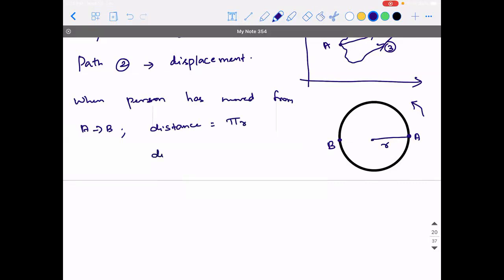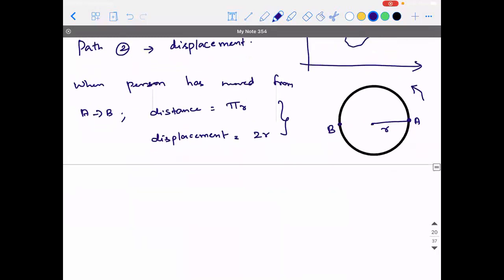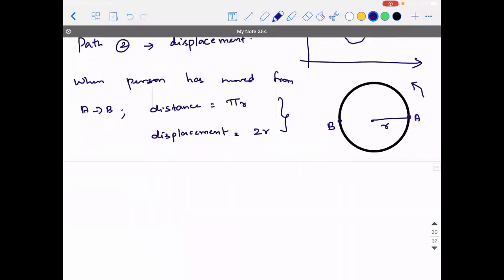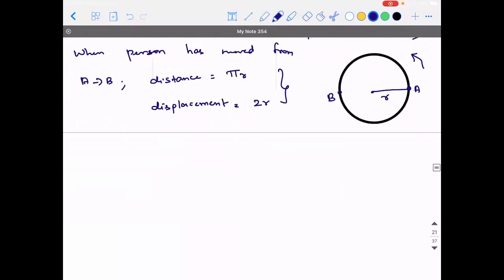But if I ask you what is the displacement, what will you say? Sir, it is the diameter. That is 2r. Okay, I hope you're able to understand these points, right? So when displacement is going to be the shortest path, the next question that we need to answer is: is displacement a scalar quantity or a vector quantity? Vector. It is a vector quantity.